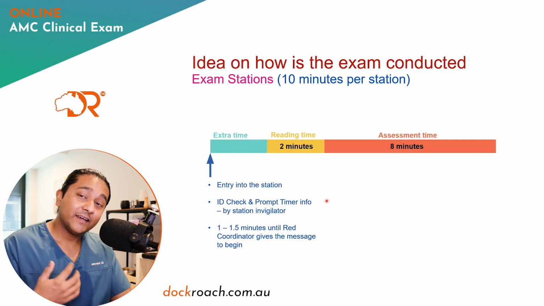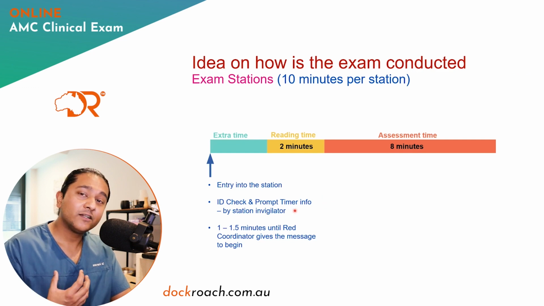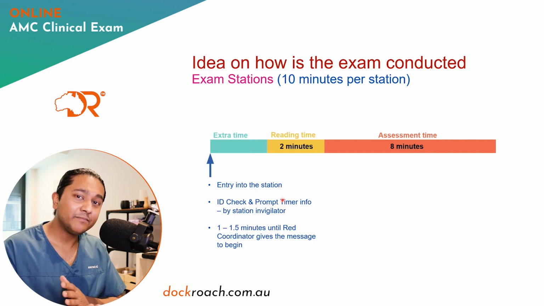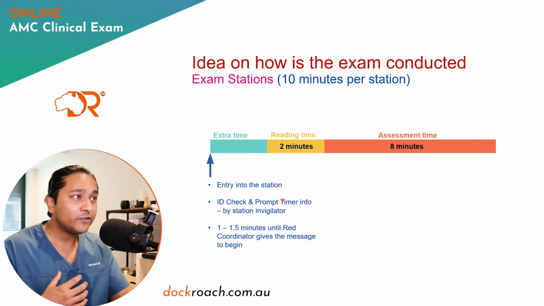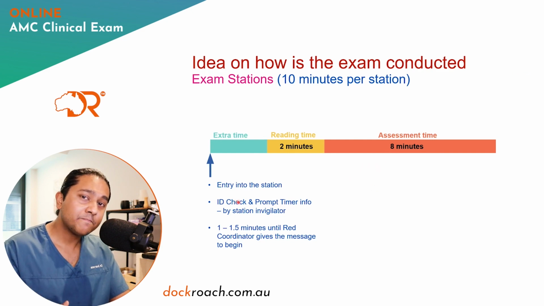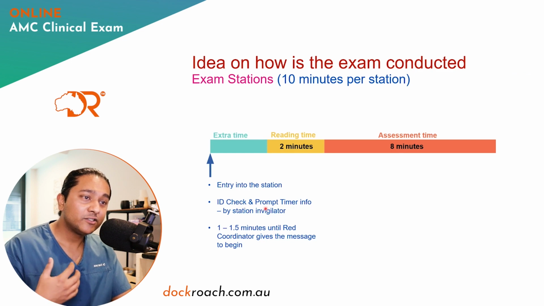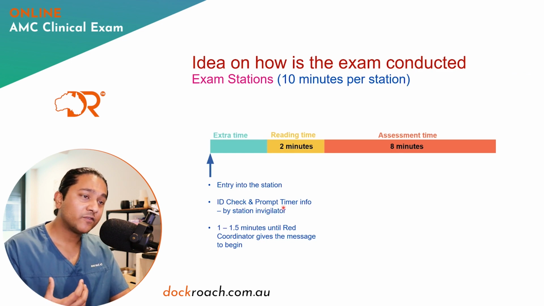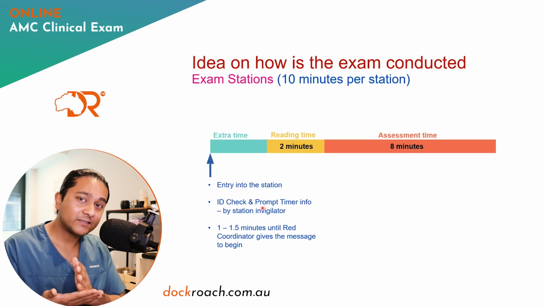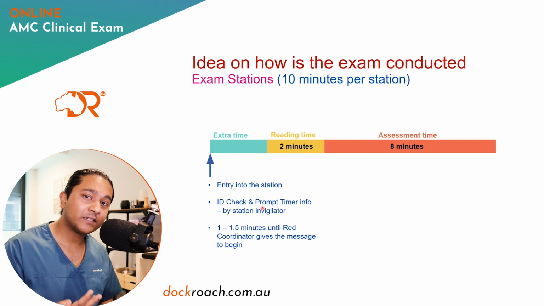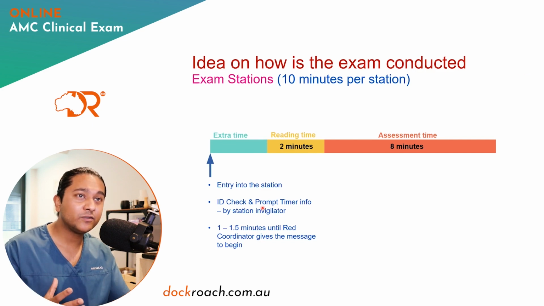All right. And the next thing the invigilator will do is tell you if there is a prompt timer. A prompt timer is a time, for example, if during your assessment time they're going to show you something, like a physical examination or an investigation, they will show it to you after the prompt timer. For example, if in 3 minutes they're going to show you a physical examination, the invigilator at that time will tell you, doctor, this station has a 3 minute prompt timer. Okay, so you will hear this kind of thing during the extra time.